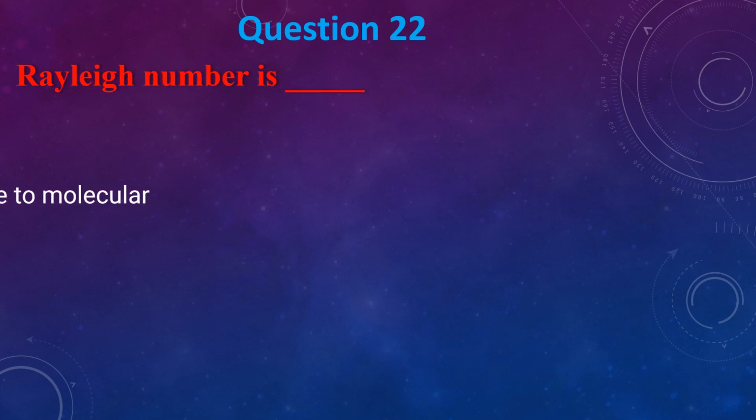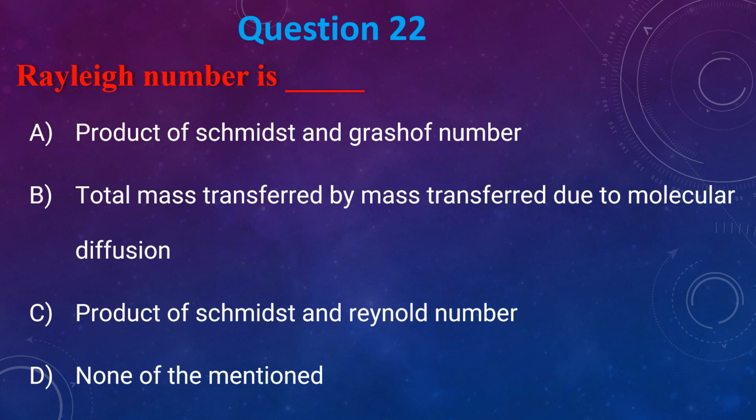Sherwood number is A. A product of Schmidt and Grashof number. B. Total mass transfer by heat transfer due to molecular diffusion. C. Product of Schmidt and Reynolds number. D. None of the mentioned. The answer is A.